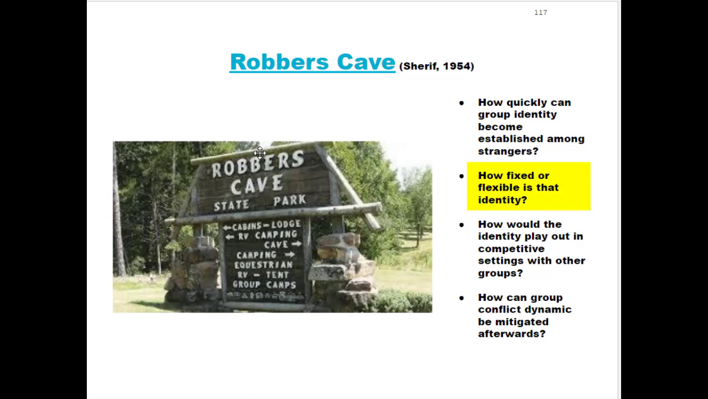Can they start to identify with the other group, or will they stay loyal to their first group? How would the identity play out in a competitive setting with other groups? Finally, how can group conflict dynamic be mitigated afterwards? So once the groups are no longer sort of seeing eye to eye, what can be done to change that?